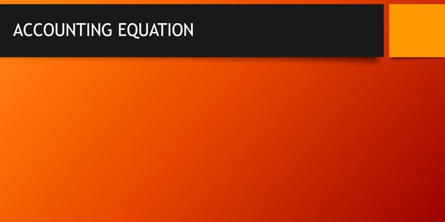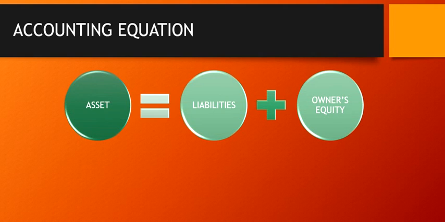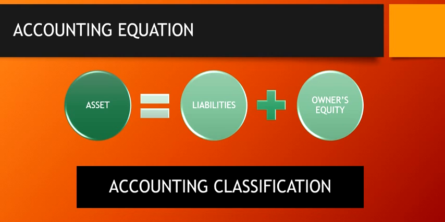So now let's take a look at the basic accounting equation. That is asset equal to liability plus owner's equity. This is the basic accounting equation. And then account can be classified into asset, liabilities, and owner's equity.